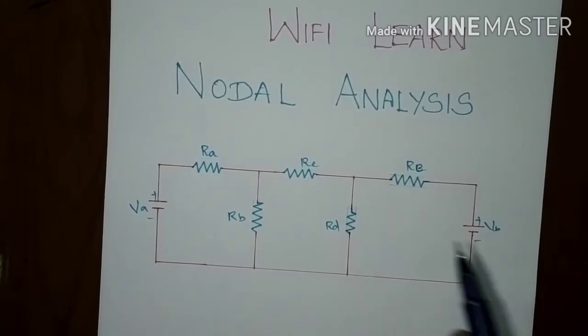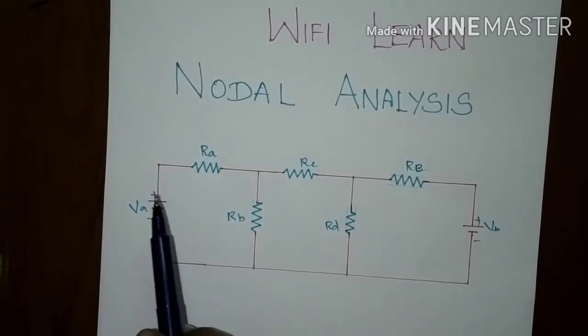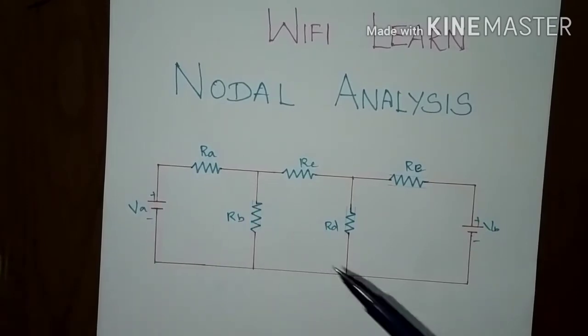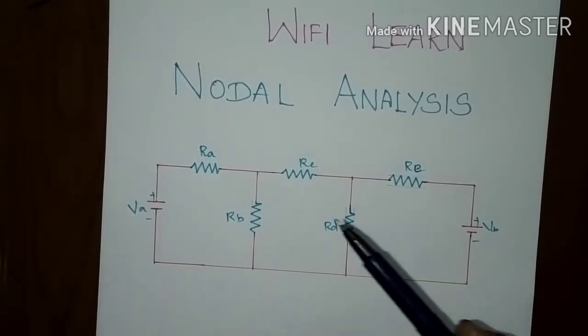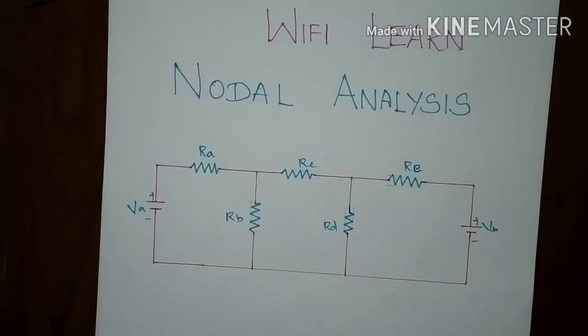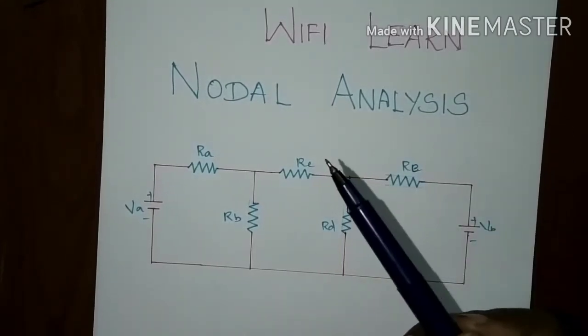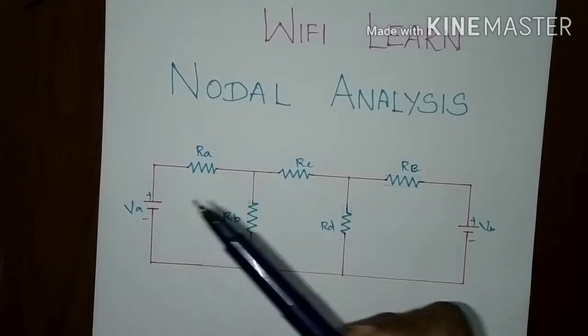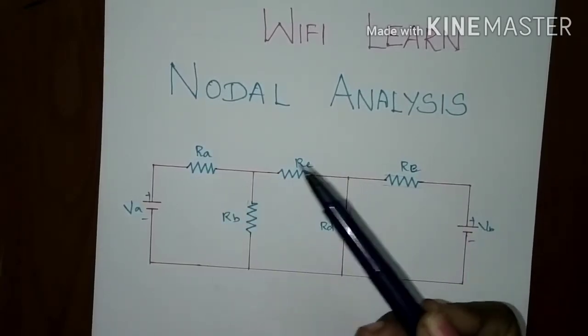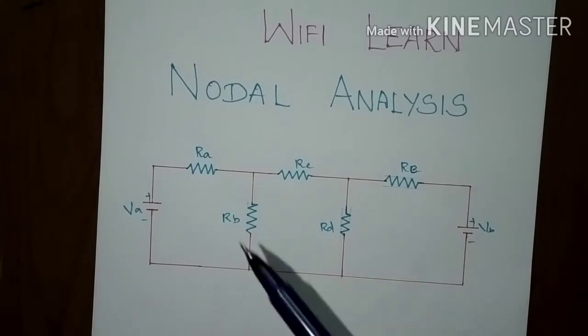What is a node? A node is formed by connecting branches of two elements. When branches of elements are connected together, it forms a node. When two elements' branches are connected together, that forms a simple node, and when three or more elements are connected together, that forms a principal node.